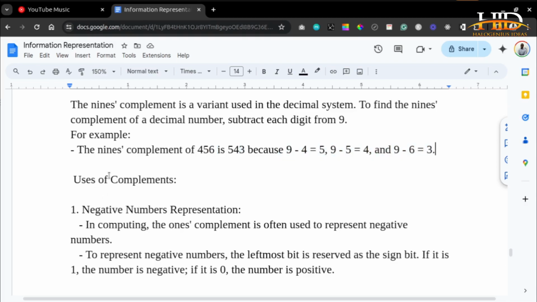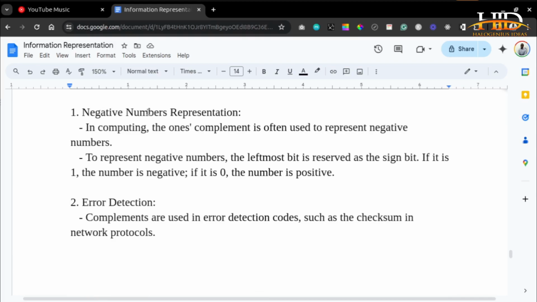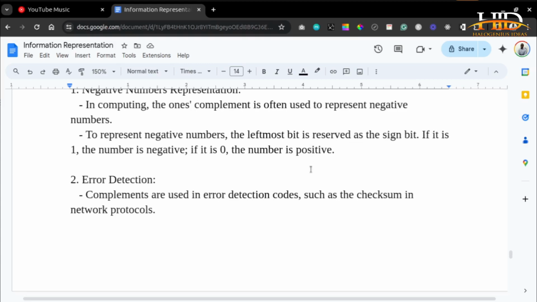So the uses of complement, we have negative number representation. In computing, the ones complement is often used to represent negative numbers. To represent negative numbers, the leftmost bit is reserved as the sign bit. If it is 1, then the number is negative, and if it is 0, the number is positive.